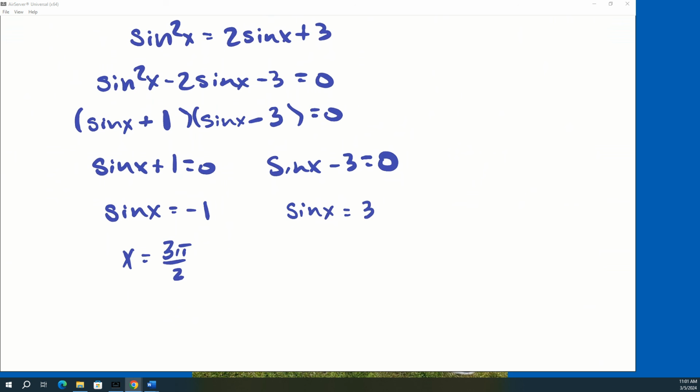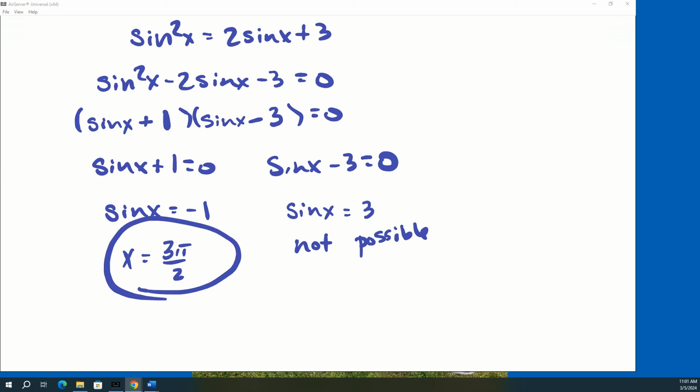Is it possible on the unit circle for the y-coordinate to be 3? What's the radius of the unit circle? 1. So for the y-coordinate to be 3, that's impossible. All the points are 1 unit away. So this is not possible, and that's okay. It happens sometimes. So our only answer is the square root of 3 over 2.